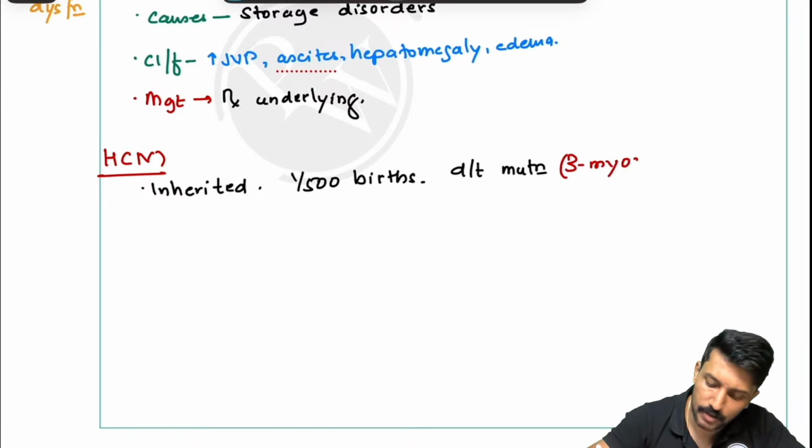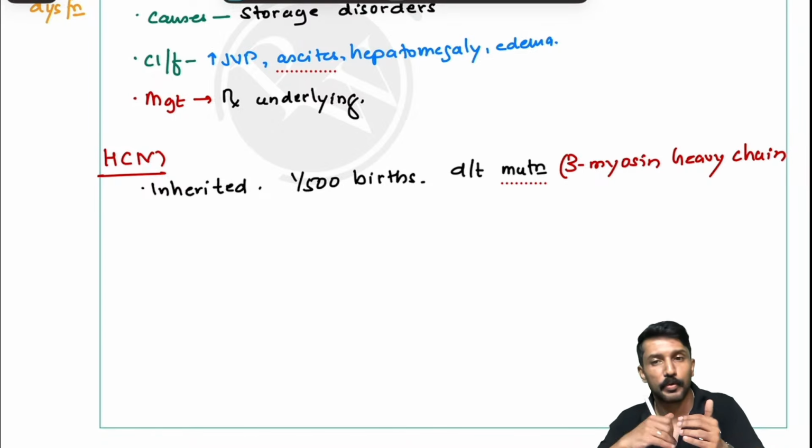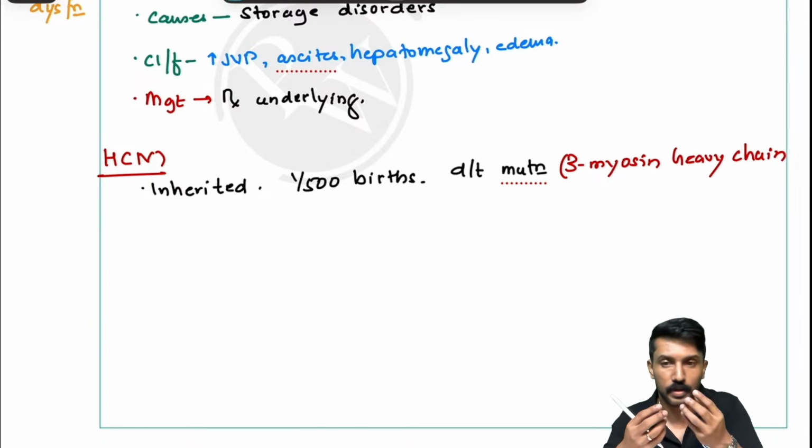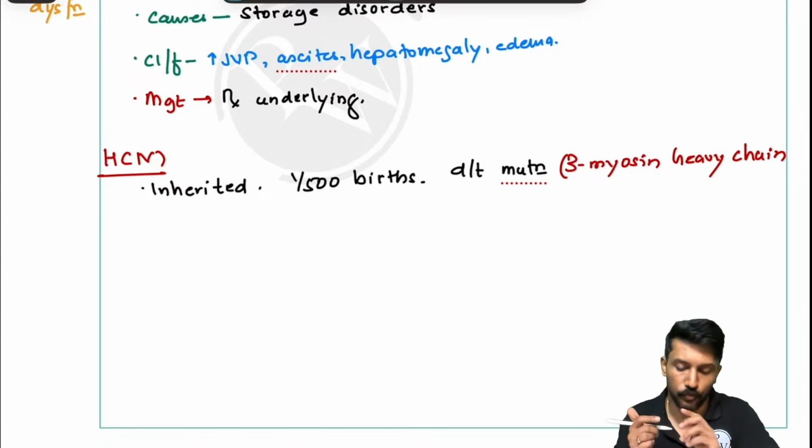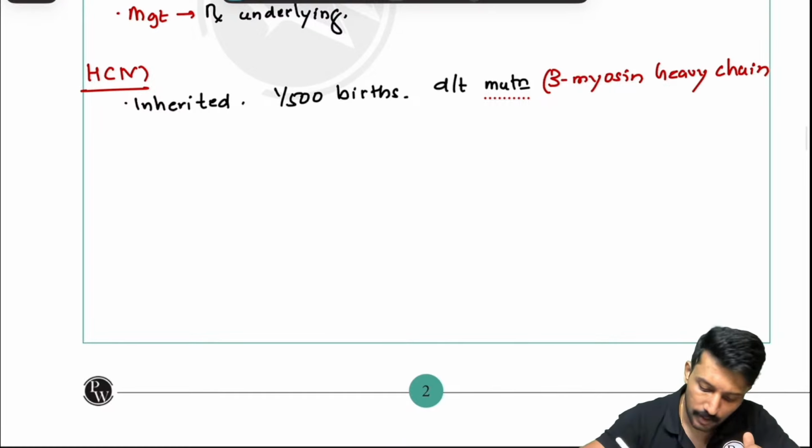This is an MCQ asked already. Beta myosin heavy chain gene. Now what happens here? Usually hypertrophy happens when a muscle does extra work. Either preload or afterload should be increased. But here, without any increased preload or afterload, muscle starts developing hypertrophy. That's why we're calling it hypertrophic cardiomyopathy.